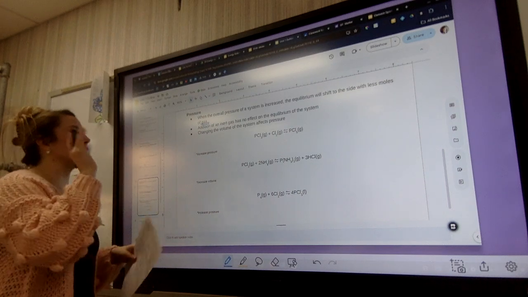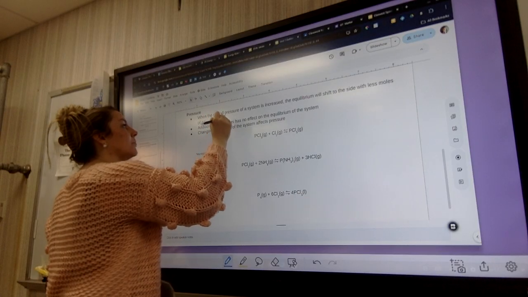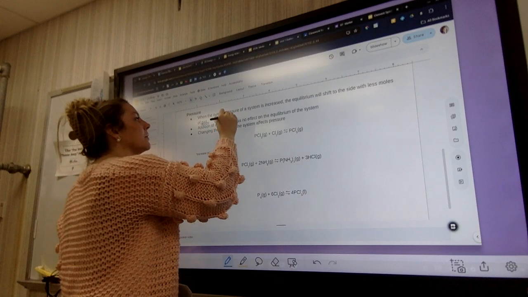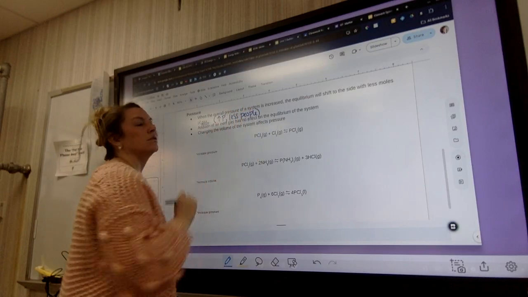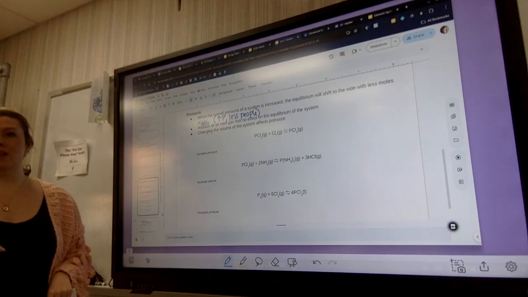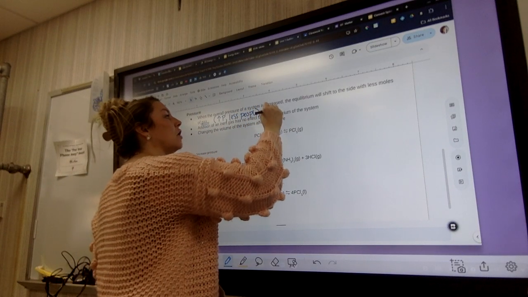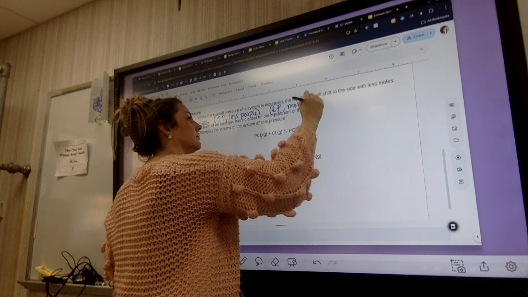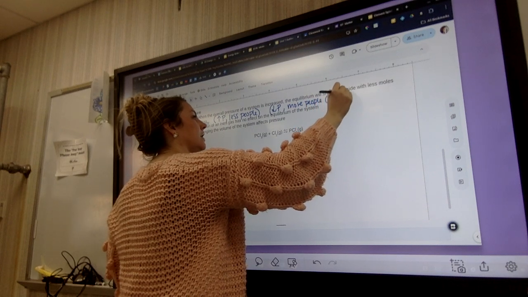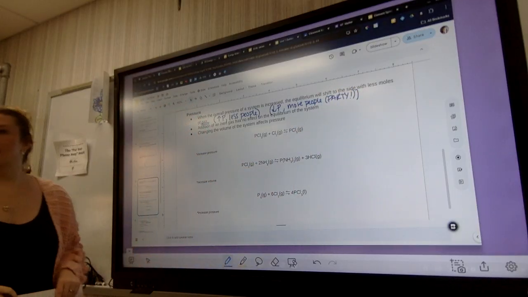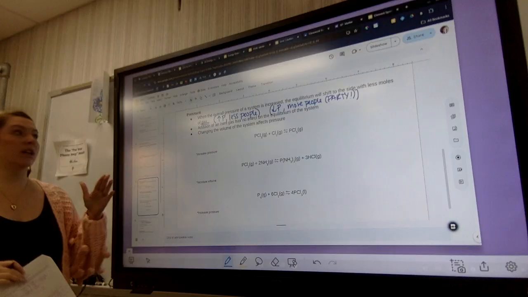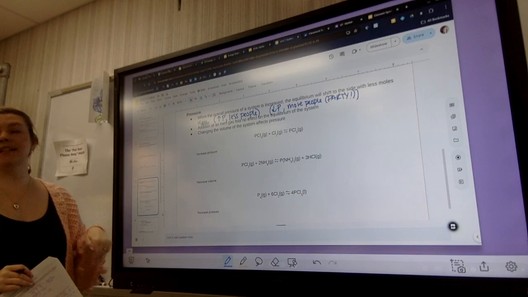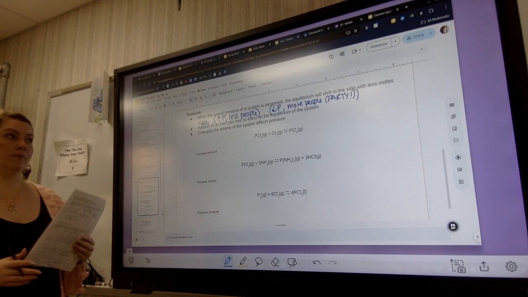Okay, so the way to remember this: if you have high pressure, if you're under a lot of pressure, you're really, really stressed, you don't want to be around a lot of people. When you have really low pressure, meaning you're not stressed at all, you want to party. So this is just a way to remember which way you're going to shift depending on the pressure. If you have more pressure, it's going to shift away from the side that has more gas. If it's less pressure, it's going to shift towards the side that has more moles of gas.